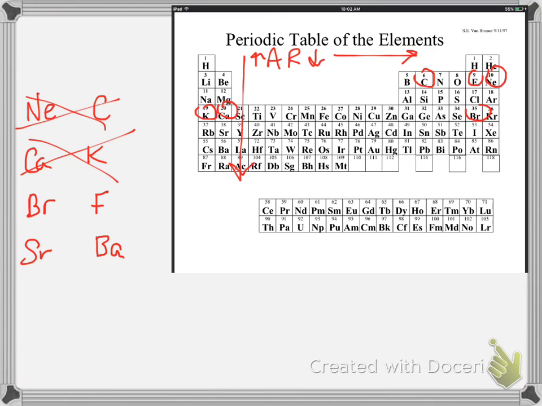Bromine and fluorine. And we know that atomic radius increases as we go down the periodic table. Bromine would have a larger radius than fluorine. That's your answer. But let's check to make sure it's not a tricky one where there are two possibilities.